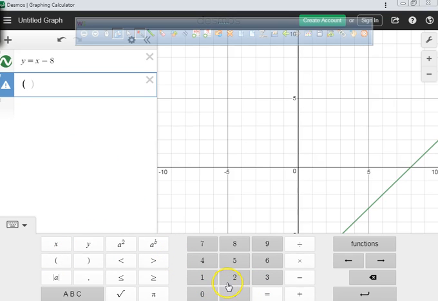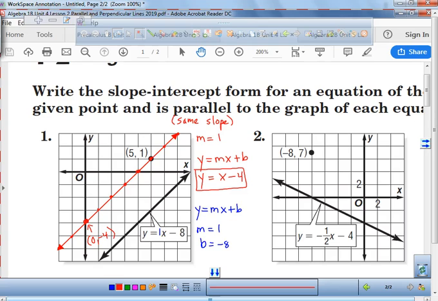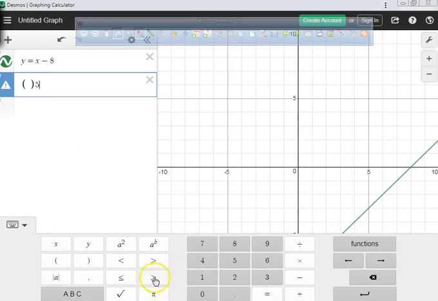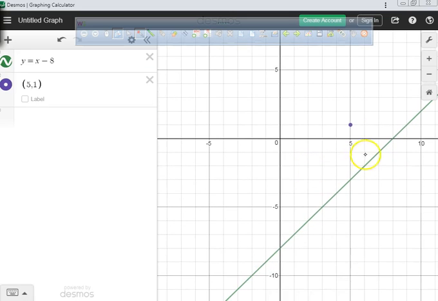Okay. What's the ordered pair that was on the paper, what was the ordered pair that you see on your paper? 5, 1. So I'm going to type in a 5. I'm going to do a comma and a 1. I messed up. Here we go. 5, comma, 1. What do you notice that Desmos does? It plots that point. Okay?